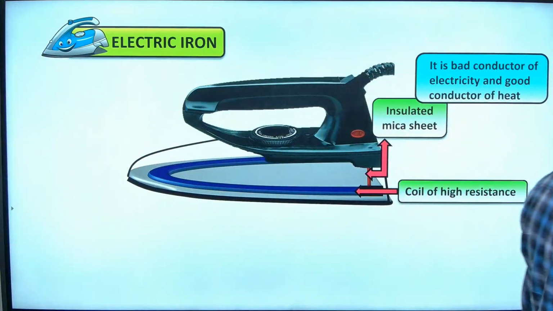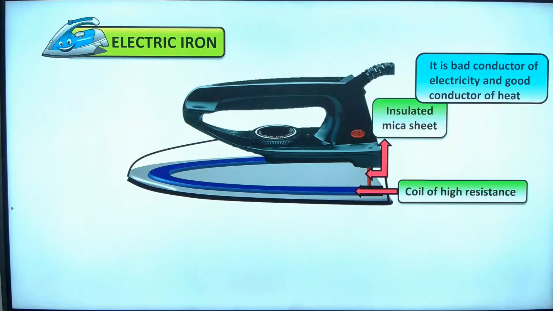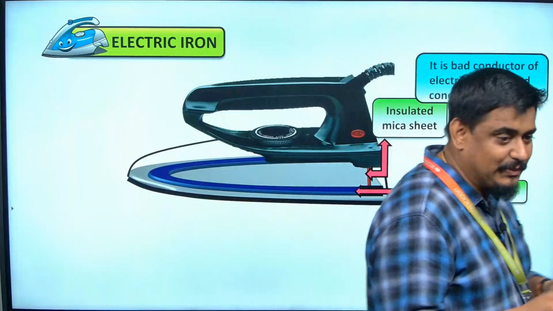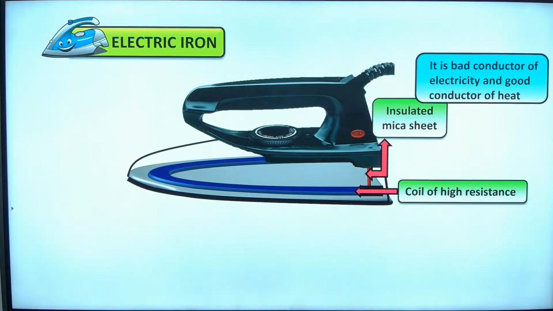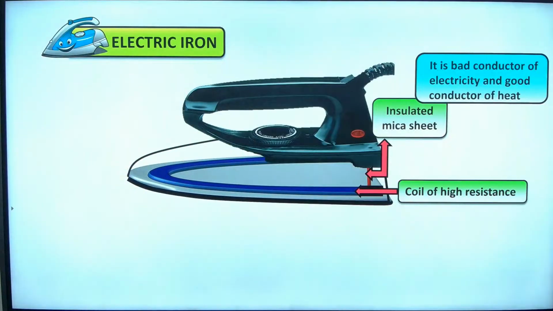Why mica sheet? Because mica sheet is a bad conductor of electricity and a good conductor of heat. That's a special property of mica. It's a very poor conductor of electricity. Why do we want that? Because current should not hit your hand, isn't it? You are holding it. Sometimes we touch the plates also. So current should not pass to your body. So we are using something which has very poor conduction of electricity, and at the same time it is a very good conductor of heat. So we are using mica sheets inside the iron.